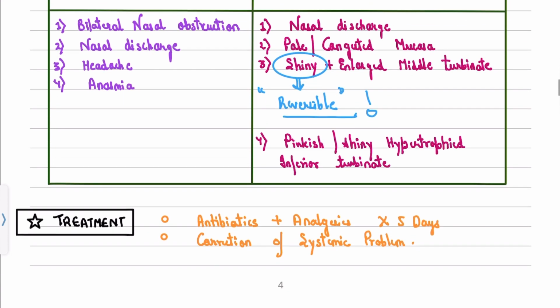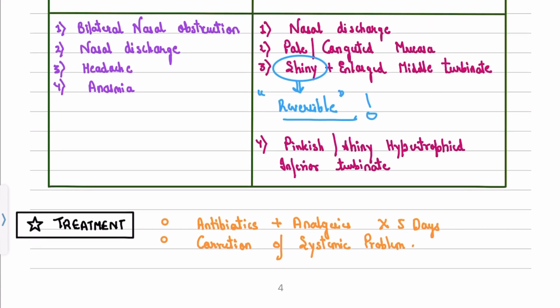What is the treatment? We give antibiotics and analgesics for around 5 days in the patient of chronic simple rhinitis, and we will also do correction of any underlying disease, like endocrinal problems, and we will remove the patient from sources of dust, smoking, etc.